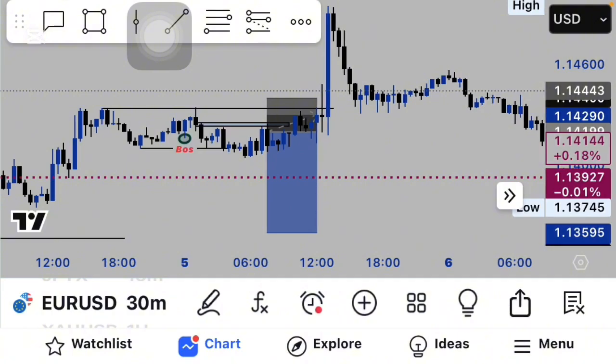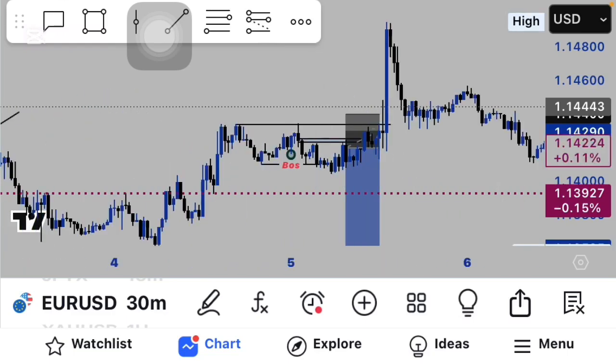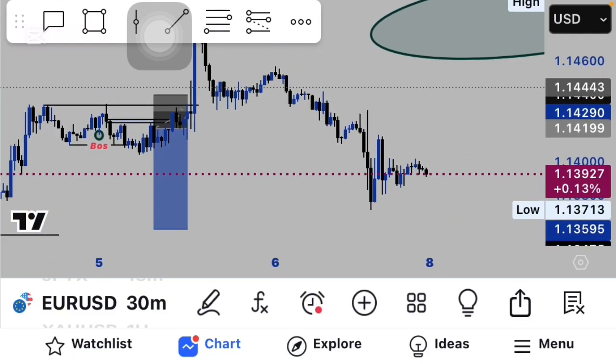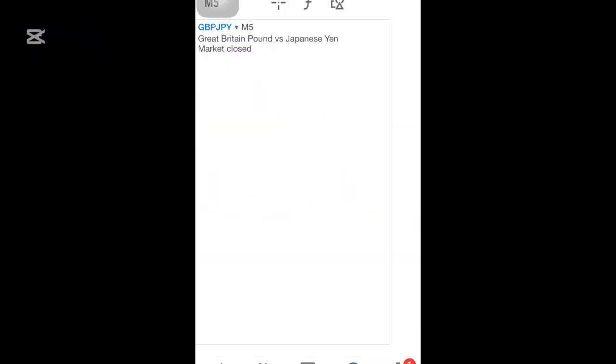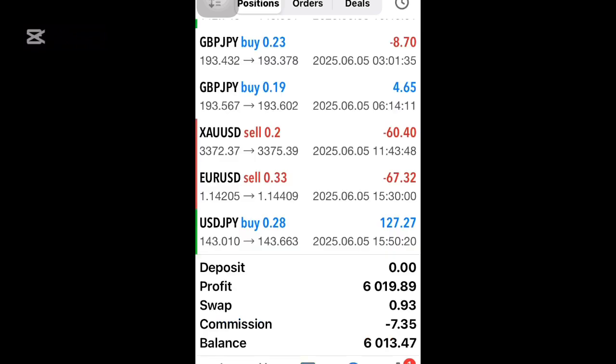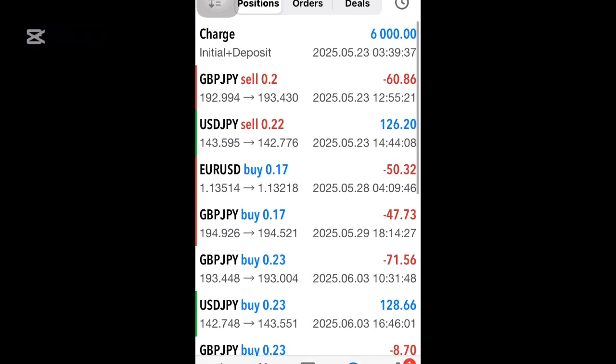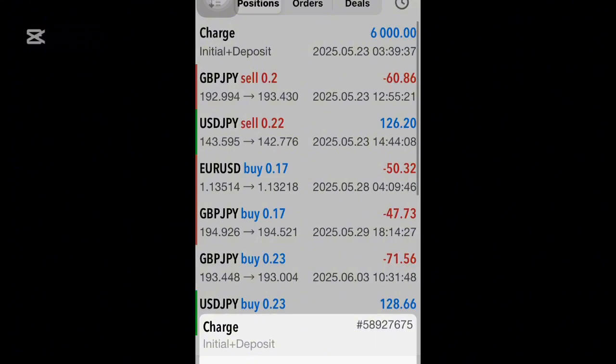So I showed you the setups already on the TradingView. So right now let's go on the MT5 so I can show you the trades which we took on the MT5. So this is MT5 and let's go on history. So this is our history here. On the history you can see the charge, the deposit, the initial deposit.